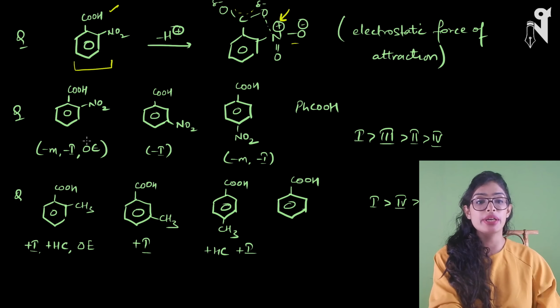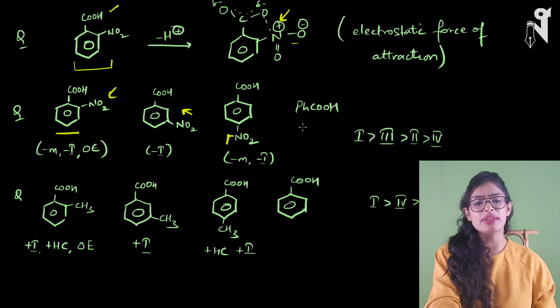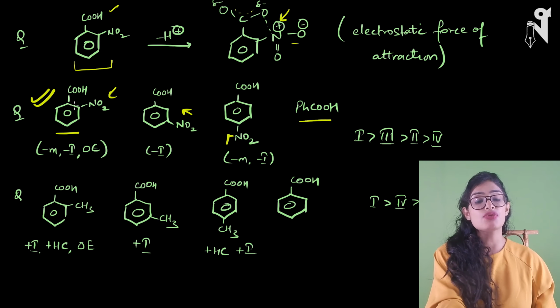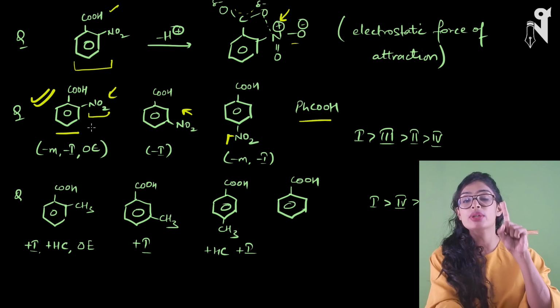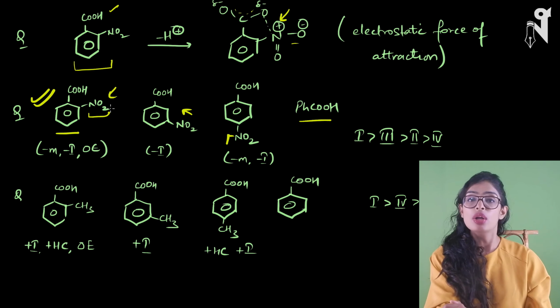Now, if I have to arrange these groups, COOH with NO2 on ortho position, on meta position, and on para position, and then there is benzoic acid also, how will I arrange? The ortho one has to be most acidic. Why? Because first of all, this NO2 is electron withdrawing through resonance also. It is electron withdrawing through inductive also, and it is causing the ortho effect also. So overall, all the three effects in general make it extremely acidic.